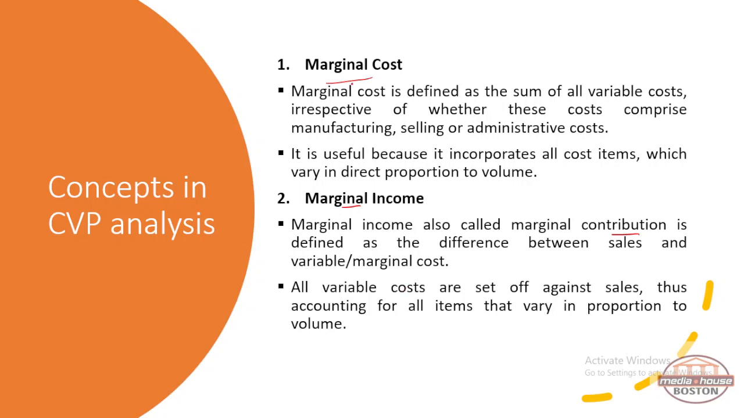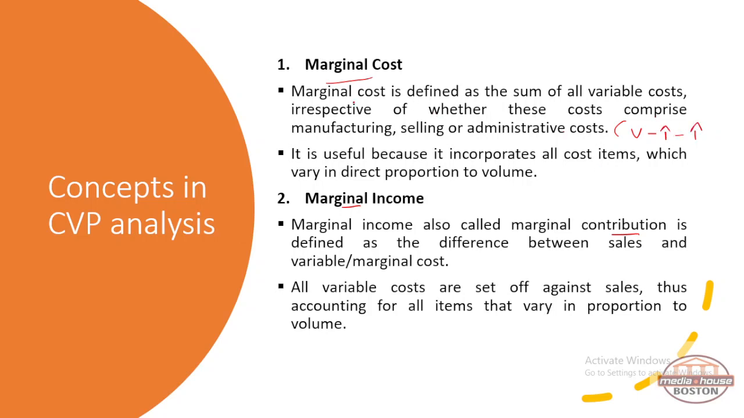So here it says that marginal cost is defined as the sum of all variable cost, irrespective of whether this cost comprises manufacturing, selling, or administrative cost. Meaning that for all the costs that are associated here, if volume or number of units goes up, this cost will also go up.